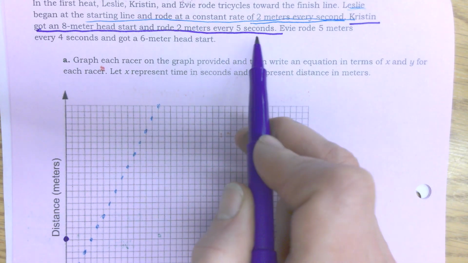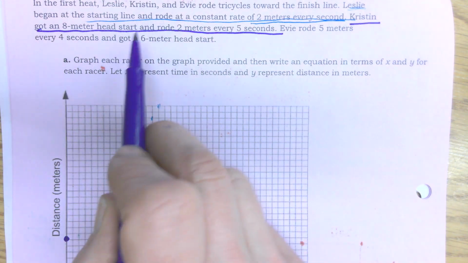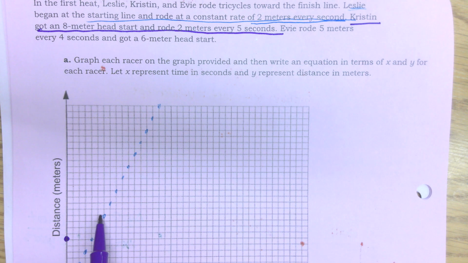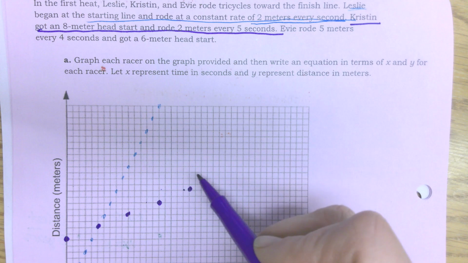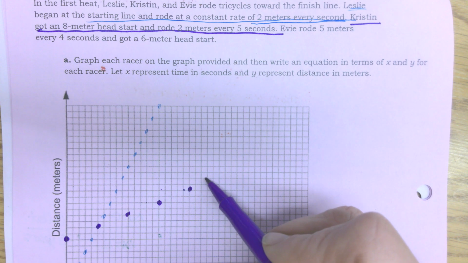Okay? So here's Kristen. Kristen rides 2 meters every 5 seconds. So that means up 2 over 5. 1, 2, 3, 4, 5. Up 2 over 5.